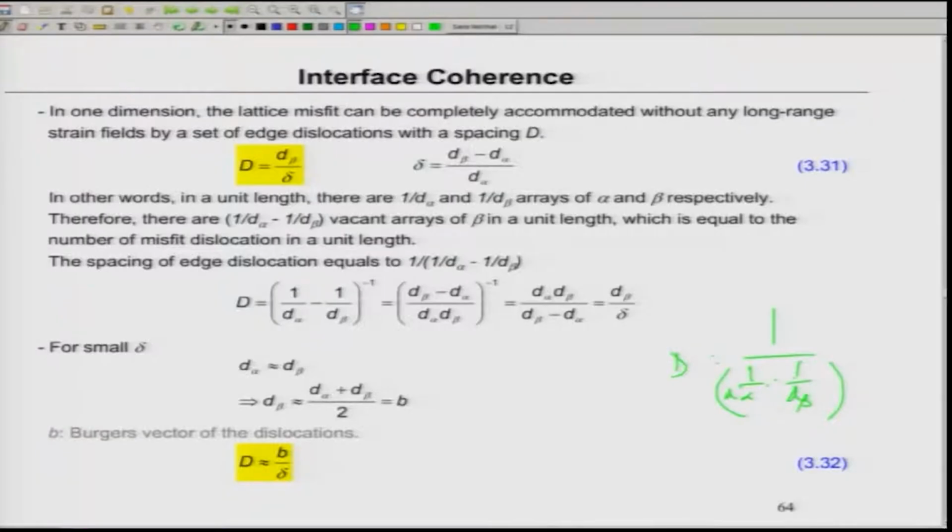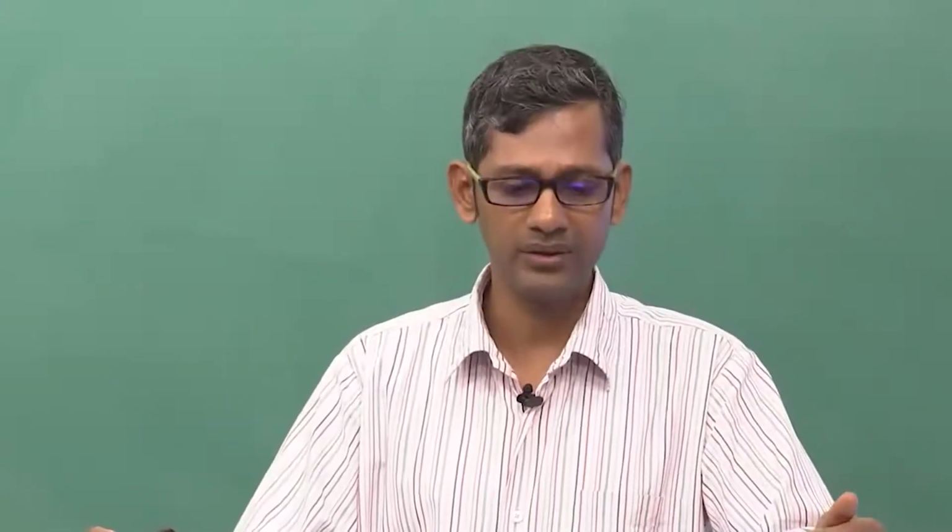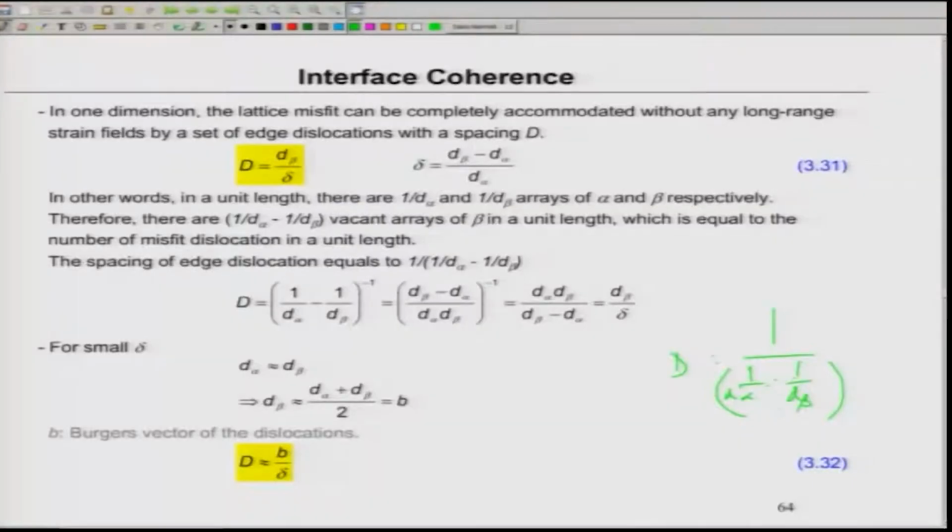So, when delta is small, that is, the misfit is very small, then d alpha is equal to d beta. Therefore, d becomes the Burgers vector. Okay. That is why, when the misfit is very small, you need only 1 or 2 dislocations along the boundaries to create such a kind of interface, and then the energy of the boundary is slightly higher than the coherent boundaries, but not much. Okay. That is what happens in many of the superalloys, where the misfit is so small that one or a few dislocations are enough to create such boundaries, and these are actually very stable boundaries.